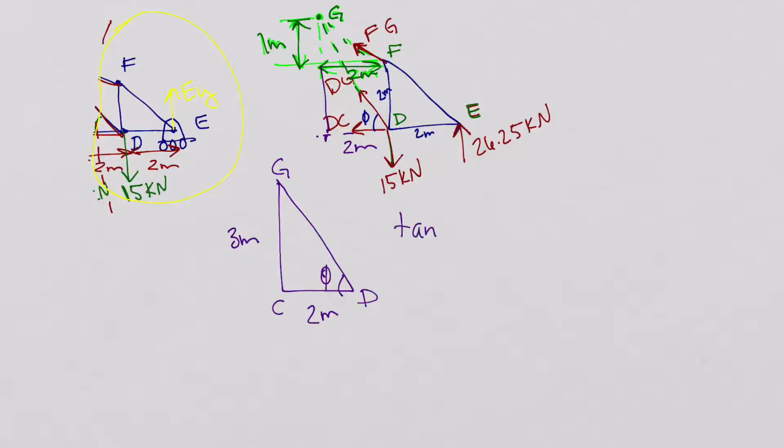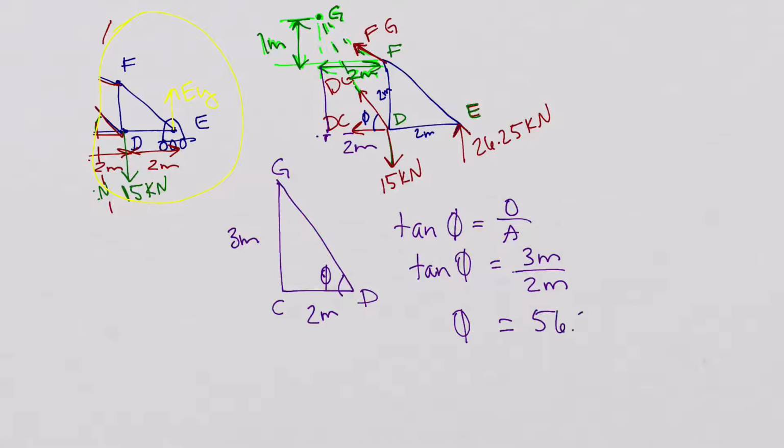So tangent of phi is going to equal, what is it, opposite over adjacent. Tangent of phi equals 3 meters over 2 meters. So that'll give us a phi equal to 56.3 degrees. Well, let's just go ahead and carry it, 56.31 degrees. So that'll help us with figuring out that DG. And what else do we need? Let's see.